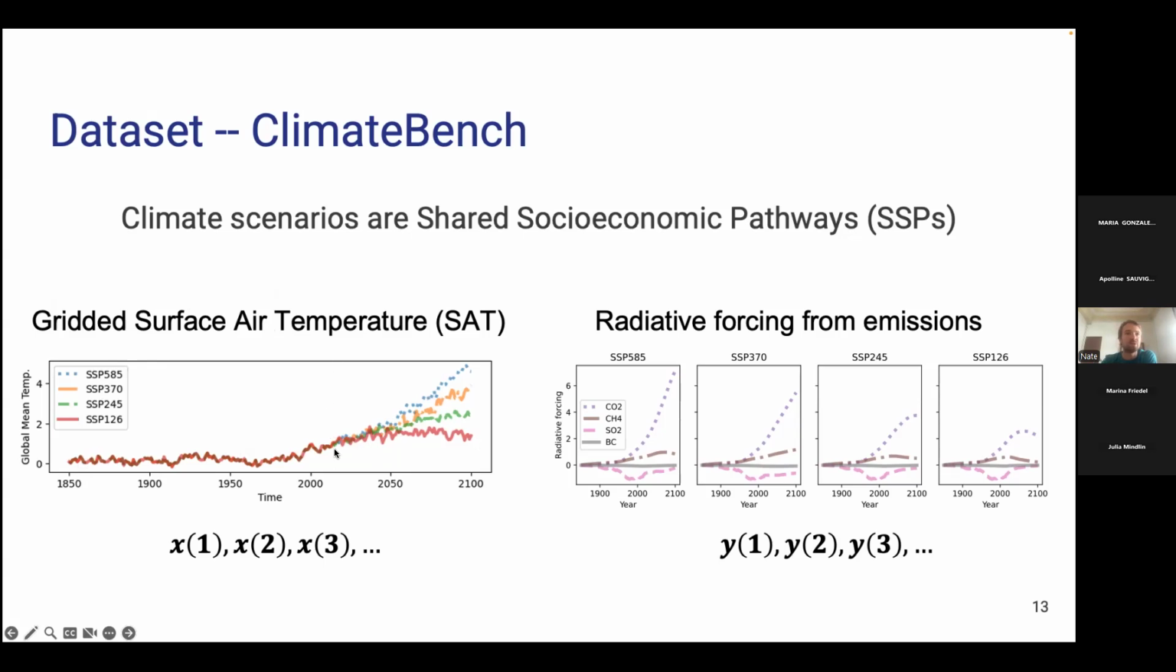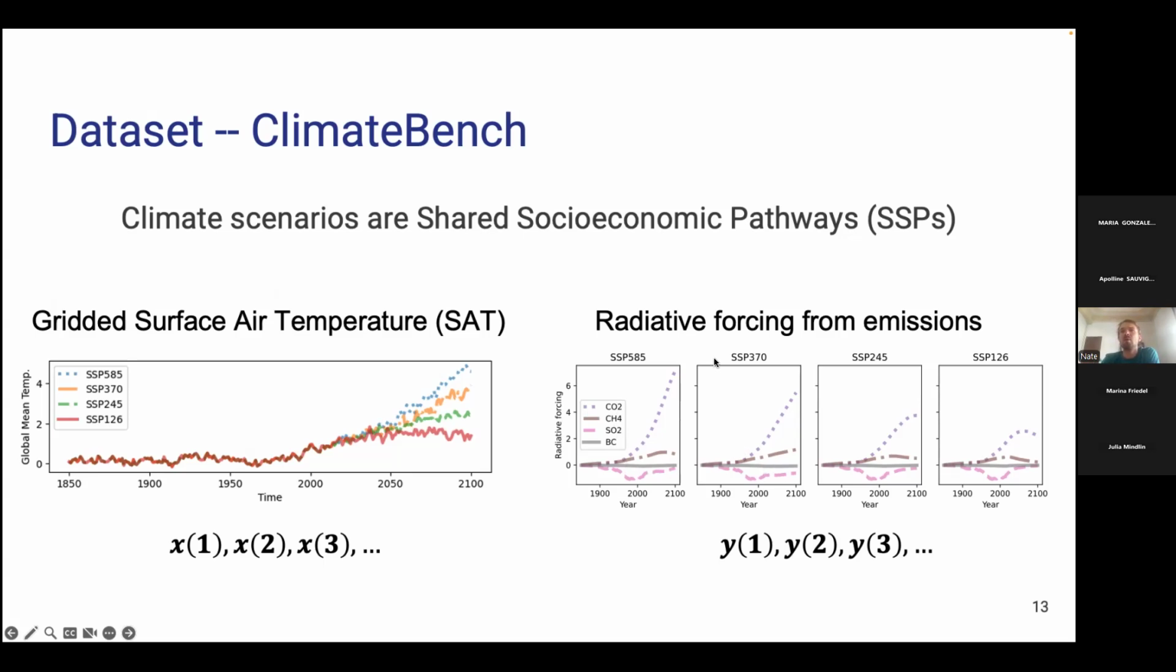These scenarios really start at the year 2014. Then SSP 245 changes more because it's a higher emission scenario. SSP 370 changes even more, a higher emission scenario, and SSP 585 changes the most. And we break down the emissions in this data set into different modalities. You have carbon dioxide, I believe this is methane, sulfur dioxide, and black carbon.